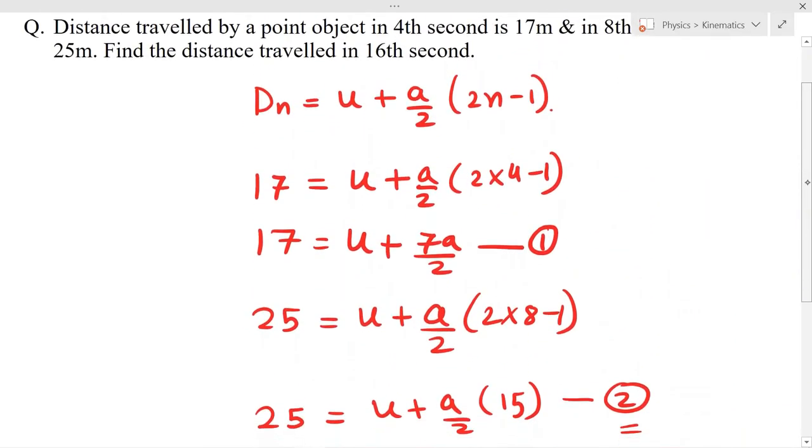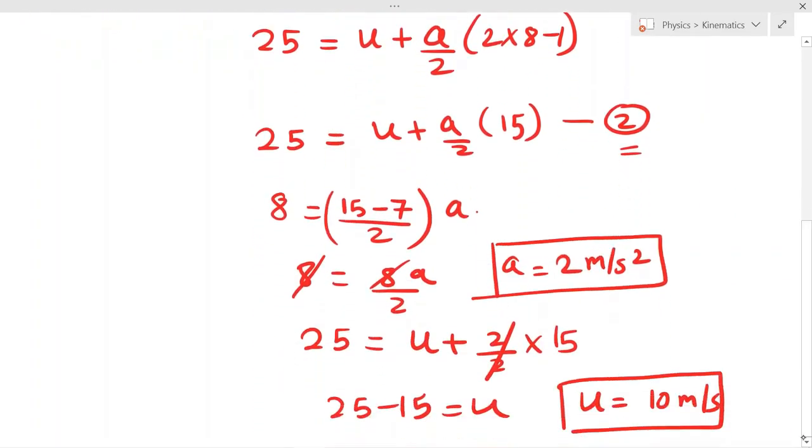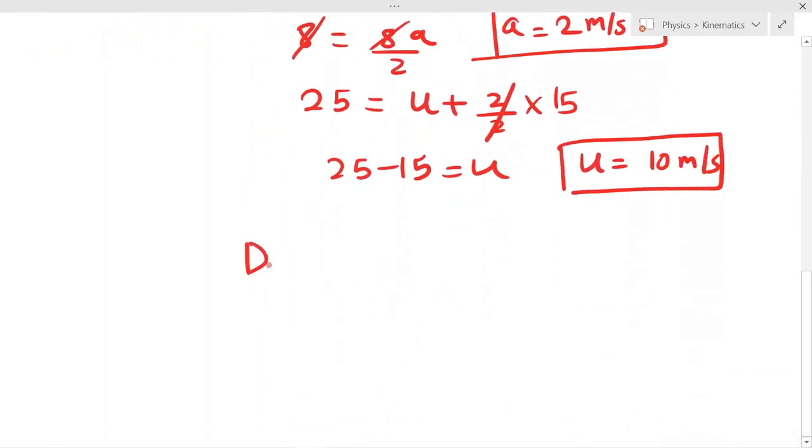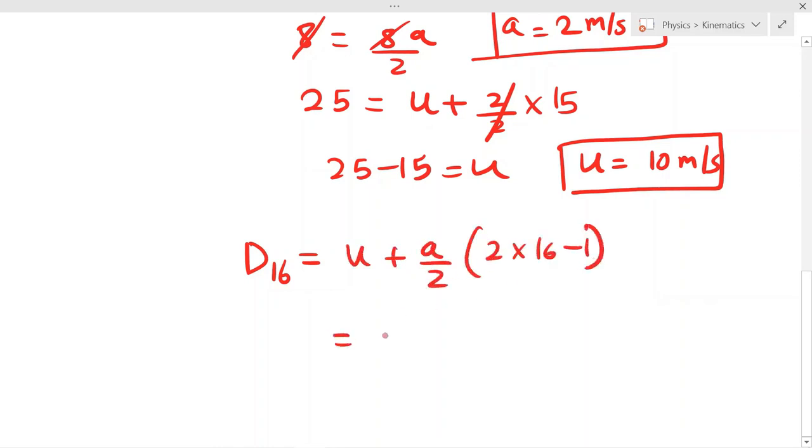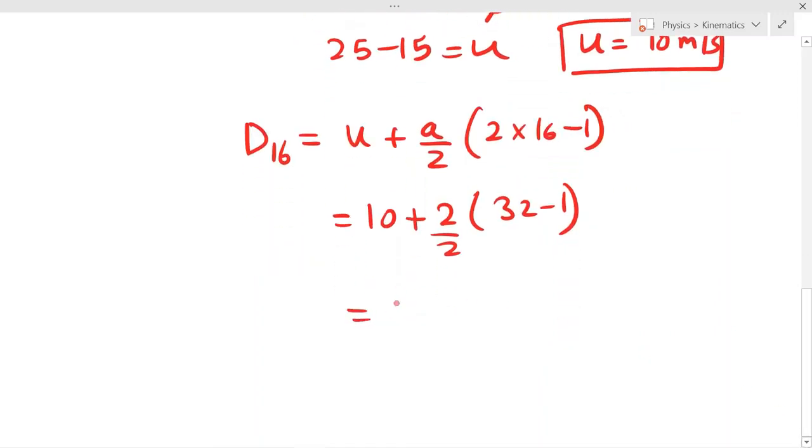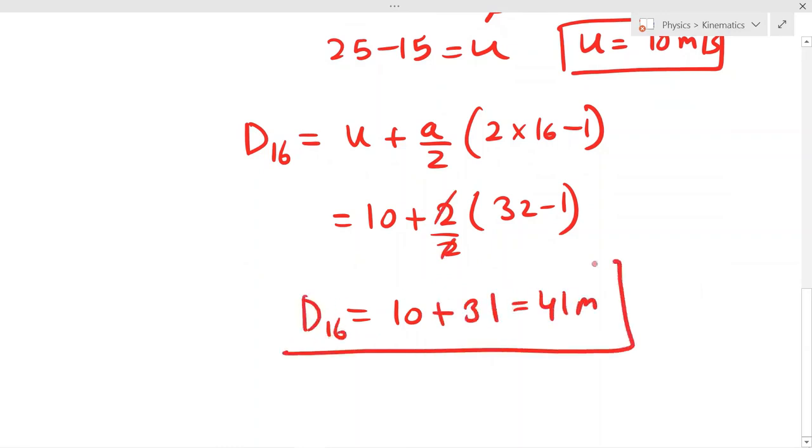So what is the distance traveled in 16 seconds? Use this formula. Again, what is d16? d16 will be u plus a by 2 into 2 into 16 minus 1. So this will be 10 plus 2 by 2, because a is 2, into 32 minus 1, which is 31. So this will be 10, this 2 gets cancelled, so this is 31. So this will be 41 meter. So the distance traveled in the 16th second is 41 meter.